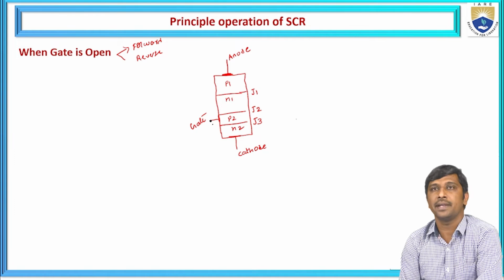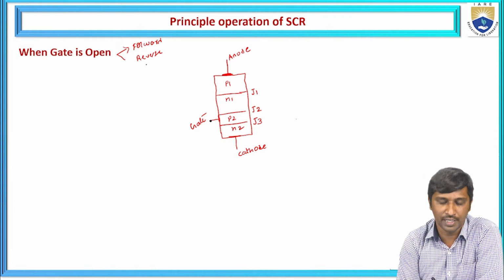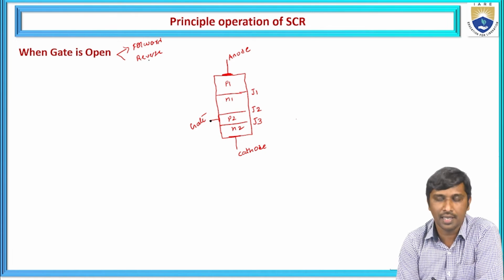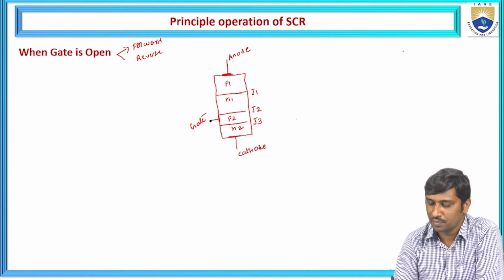Now we'll see what happens when the gate is open with respect to these biasing voltages, either a forward biasing voltage or a reverse biasing voltage. Now we'll see what forward bias means.